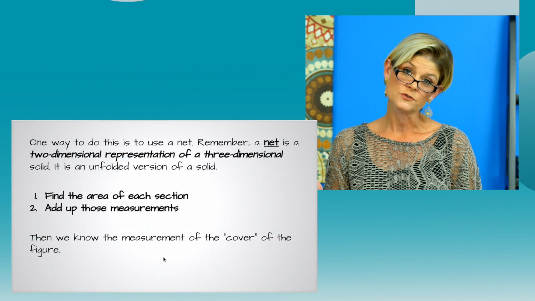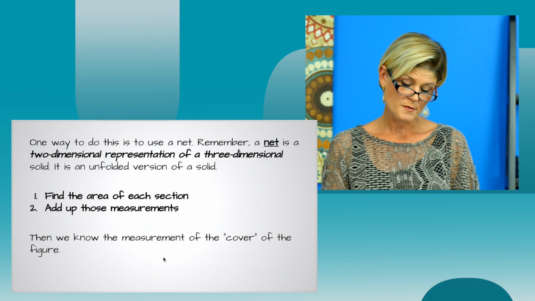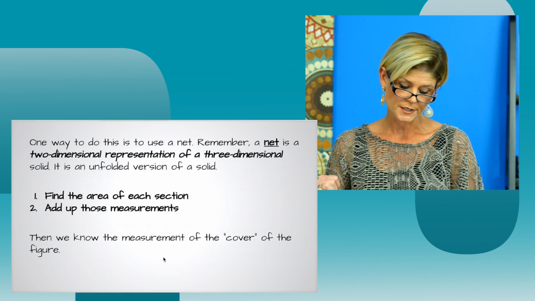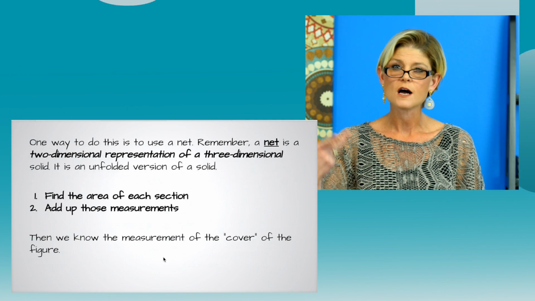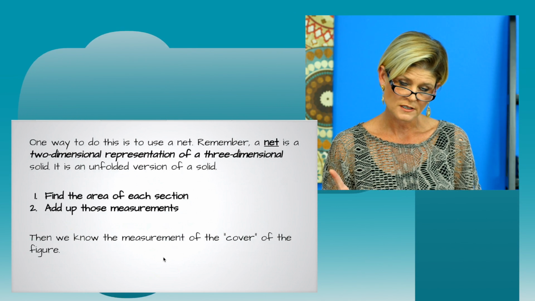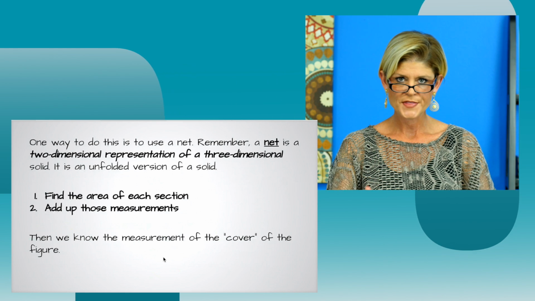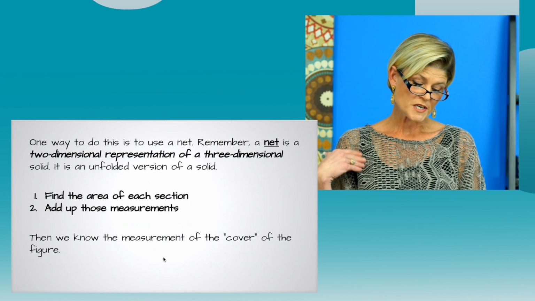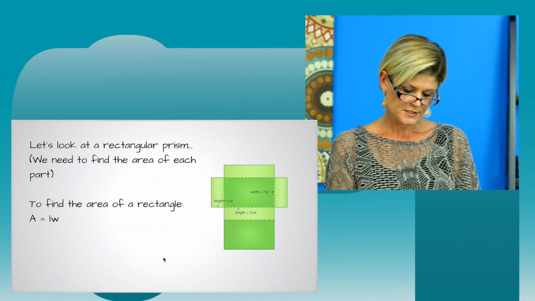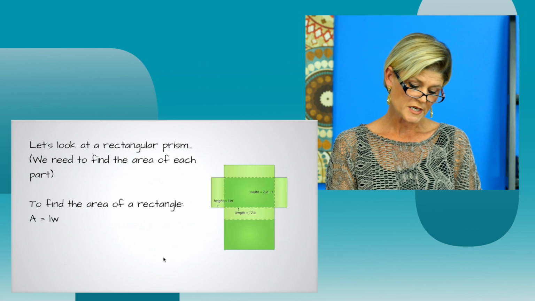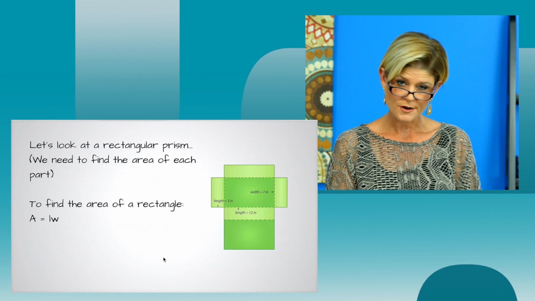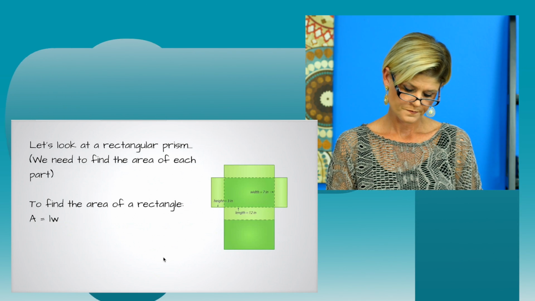Now, one way to do this is to use a net. We talked about nets in our last lesson. And remember, a net is a two-dimensional representation of a three-dimensional solid, sort of an unfolded version of a solid. So first thing we're going to do is find the area of each section, like I mentioned, and then we're going to add up those measurements. Then we know the measurement of the cover of the figure. All right, let's start by looking at a rectangular prism. So we need to find the area of each part. Remember, to find the area of a rectangle is simply area equals length times width.